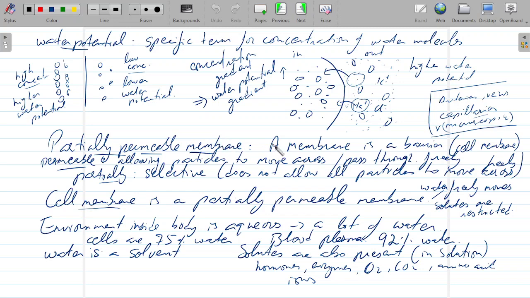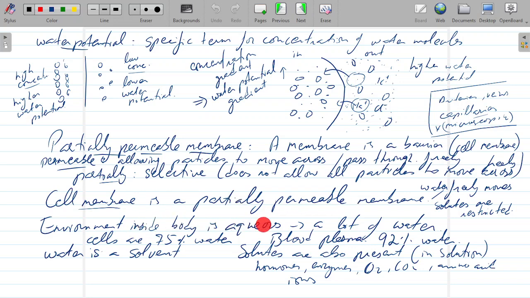A partially permeable membrane is a barrier such as the cell membrane, which is permeable to certain particles and not to others. So in the case of water, the cell membrane is freely permeable, so it allows water to pass through, but it is selective with other particles. It may control the movement or it may stop the movement across the membrane entirely. That's why it is partially permeable.